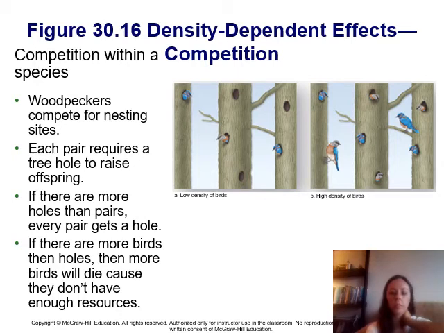So here we have competition within woodpeckers. The woodpeckers in this scenario are competing for a nesting site. Each pair will require a tree hole to raise offspring. If there are more holes than pairs, then every pair will get a hole. If there are more birds than holes, then more birds will die because they don't have enough resources.